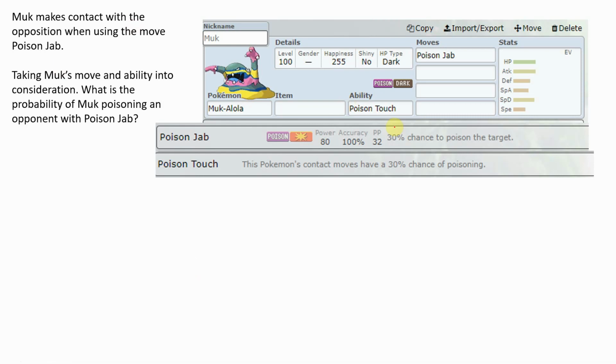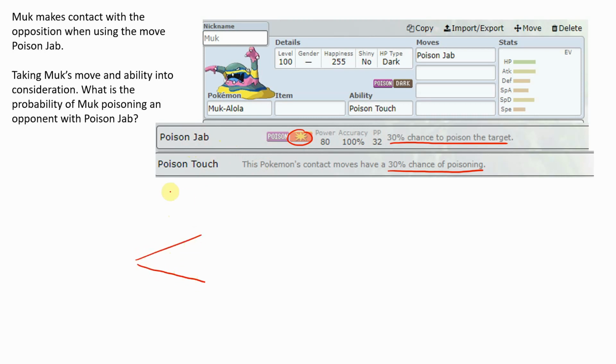But Muk has an ability, Poison Touch, that gives him a 30% chance of poisoning when he makes contact, so when it's like a physical move like this. And he also has the move Poison Jab, which has a 30% chance to poison the target. So, taking into consideration Muk's ability and the move he's using, what is the probability of poisoning the opponent when you use this move? You'll see when we get the answer at the end why it's such a cool calculation.